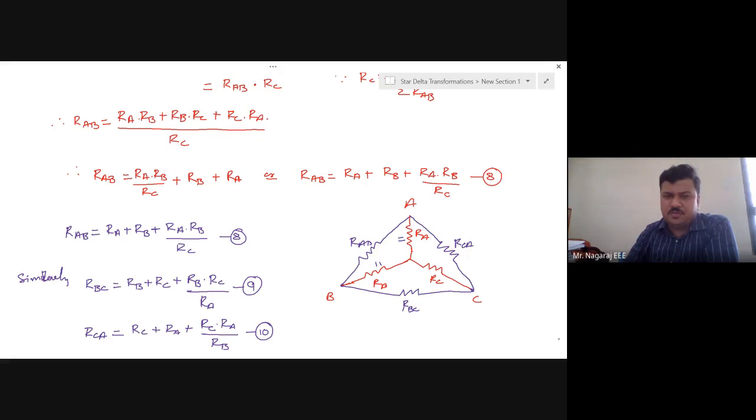And even if you remember in your transformers subject, there you transfer the resistances and impedances from primary to secondary and secondary to primary. Did you do that?